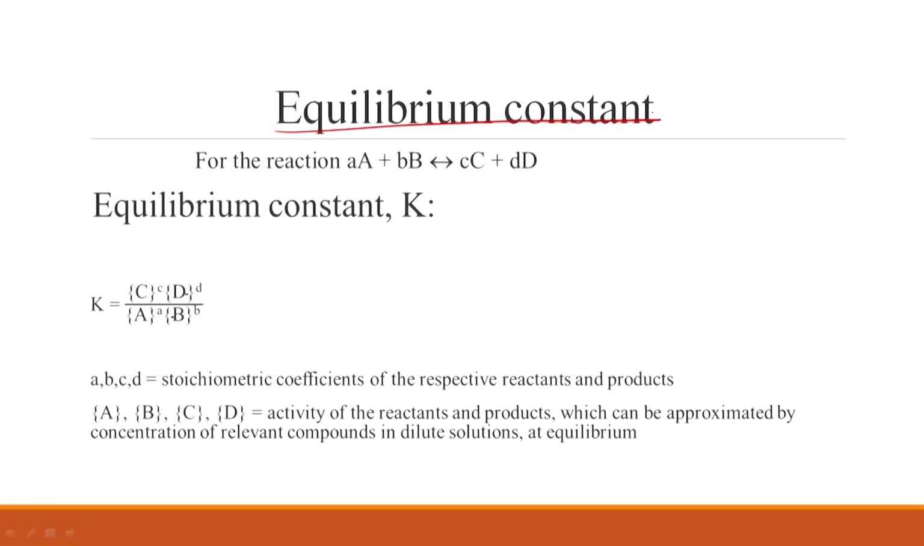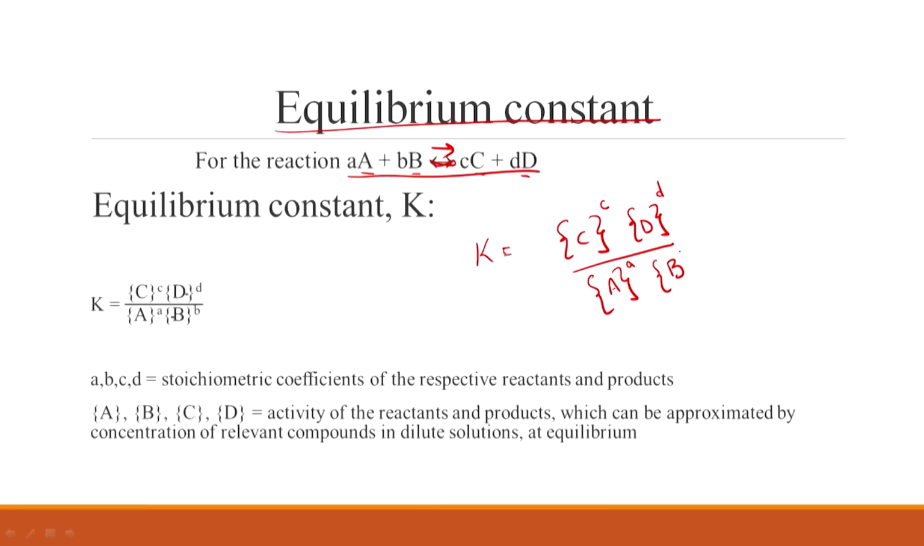In this course, we are going to deal with the equilibrium constant. For this particular reaction, where A reacts with B to form C and D, what is the equilibrium constant going to be? It is going to be equal to the product of the activity of the products raised to their stoichiometric coefficients, divided by the product of the activity of the reactants raised to their stoichiometric coefficients.